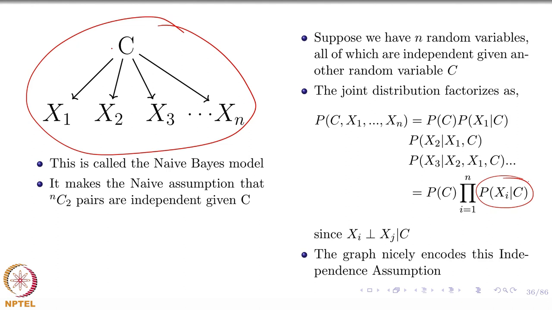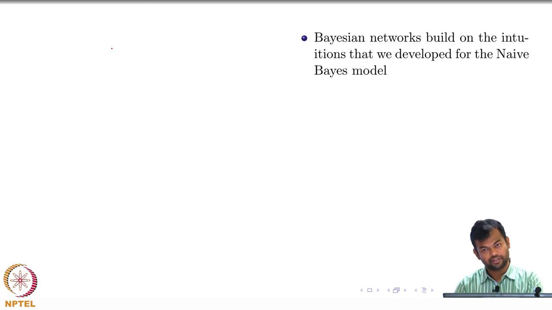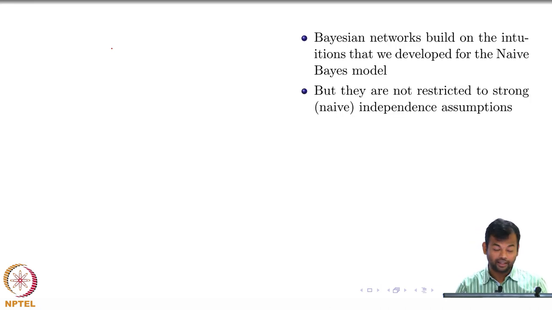So this is what we are going to build on, and naive Bayes model is a very special case of a Bayesian network. So Bayesian networks build on the intuition that we develop for the naive Bayes model, in particular that you can use a graph to represent it. And the second thing is that these independencies help you to simplify the joint distribution. Okay. But unlike the naive Bayes model, they are not restricted to these very strong or naive assumptions, right? I mean, they are very strong, hence naive.